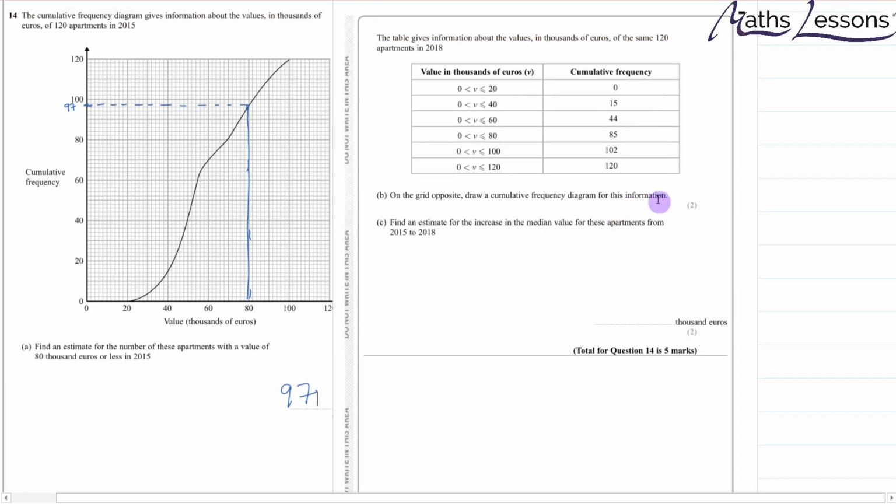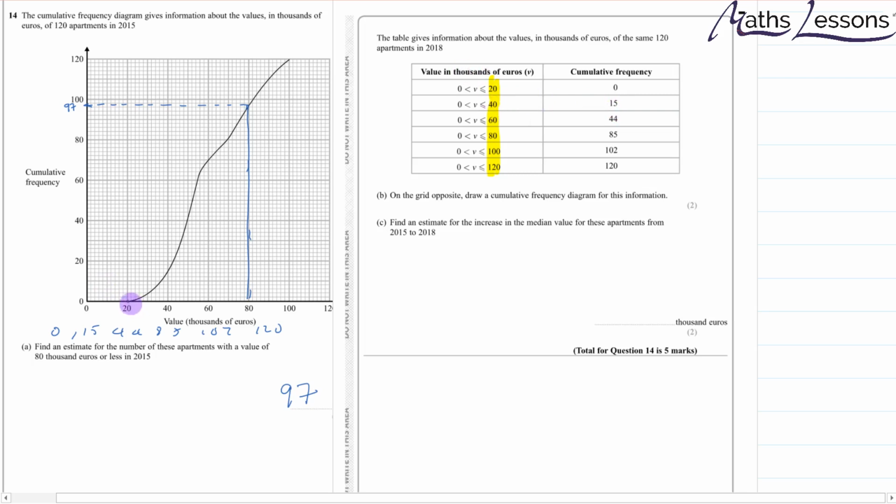Now on the grid opposite, we want to draw a cumulative frequency diagram for this information. So we want to put the points 0, 15, 44, 85, 102 and 120 on this graph, and we want to plot them at the maximum value. Because what cumulative frequency means is that there's no values between 0 and 20. There's 15 values between 0 and 40, so therefore the only thing we can reference that to is the 40, so there's 15 values less than 40.